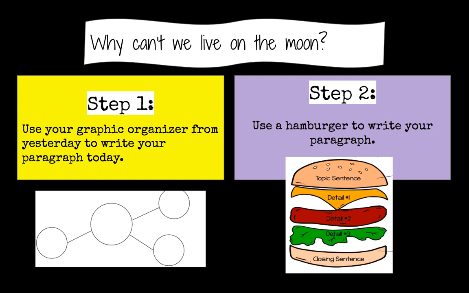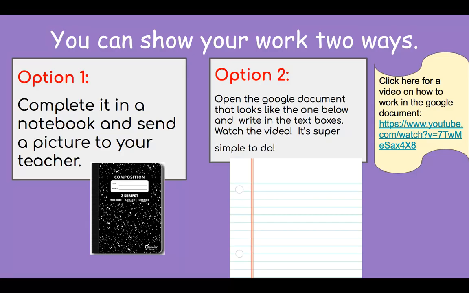Step 2. Use a hamburger to write your paragraph. You can show your work two ways. Either you can complete it in a notebook and send it to your teacher, or you can open the Google document that looks like the one below and write it in the text box. Don't forget, if you're typing it into the computer, make sure you use the tab button to indent.